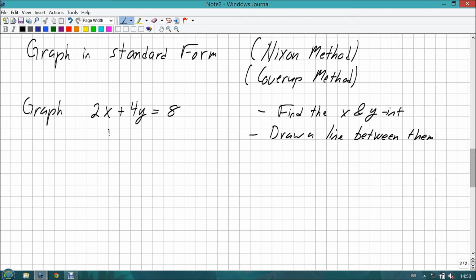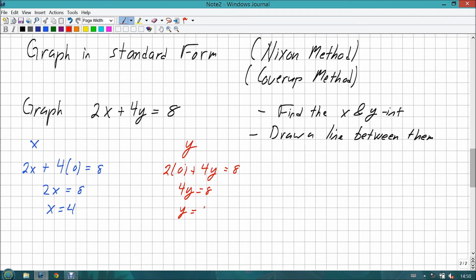All right, so first we get to do our x portion and our y portion. Now we could do it the same way that we've been doing it before, where we plug in 0 for y, and then solve for x. And we could do the same thing for the y. You would have 2 times 0 plus 4y is equal to 8. 4y is equal to 8. y is equal to 2. And you would be good to go.